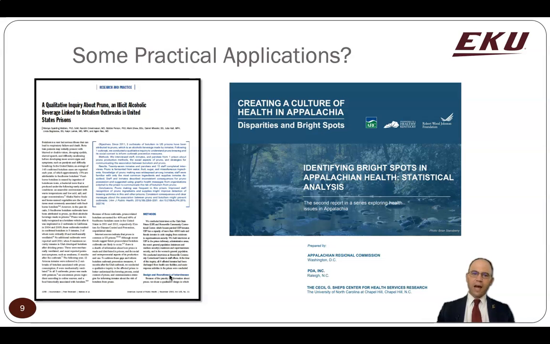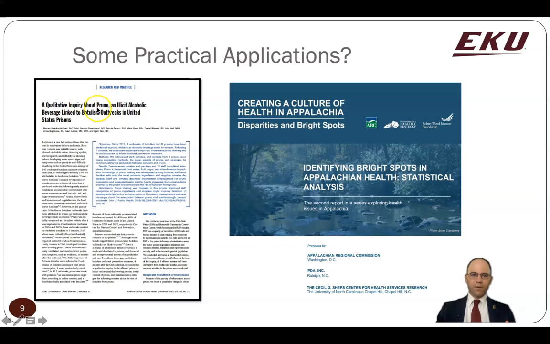So let's look at how qualitative inquiry can occur, first with some more practical examples for our profession. From a foodborne disease outbreak standpoint, botulism outbreaks are relatively rare in the United States, but for whatever reason there were a lot of these outbreaks in prisons, and they couldn't figure out where they were coming from, and then they did. They figured out they were coming from this stuff called Pruno.